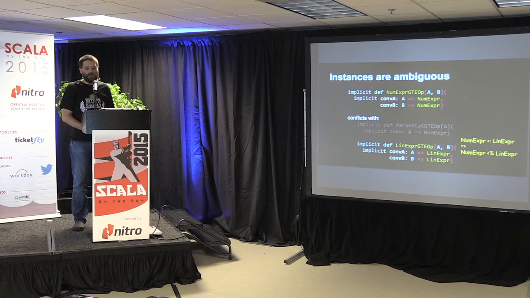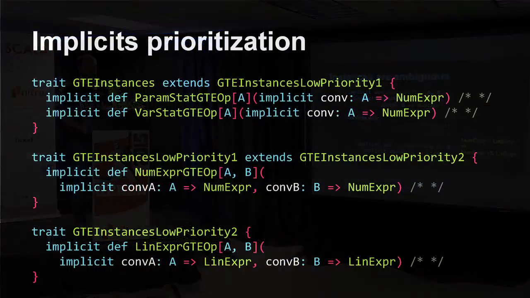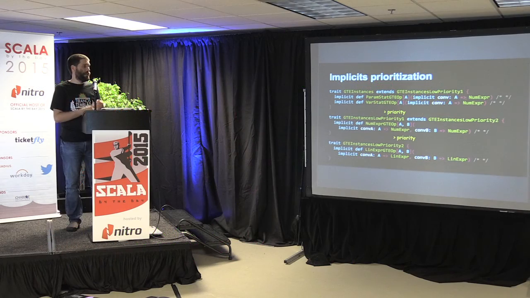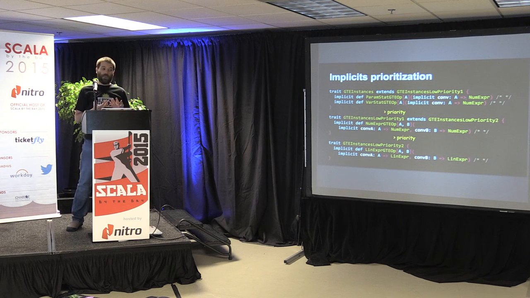So when we have this kind of problem in Scala, one thing that we can do is to try to use implicit prioritization. In Scala, the implicit instances that you define in a trait from which you are extending have a lower priority than the instances that you define in the trait itself. So if you write something like this, the instances for the parameters and the variables will have the same priority, but they will have a higher priority than the instance for the numerical expression, which will have a higher priority than the instance for the linear expressions. And with this, we can solve all our ambiguity problems.